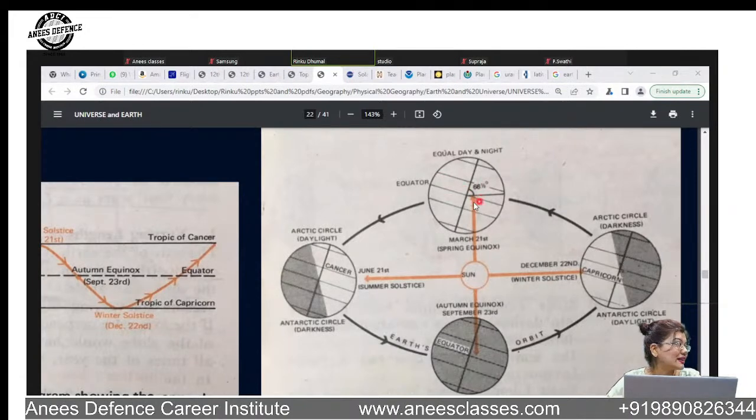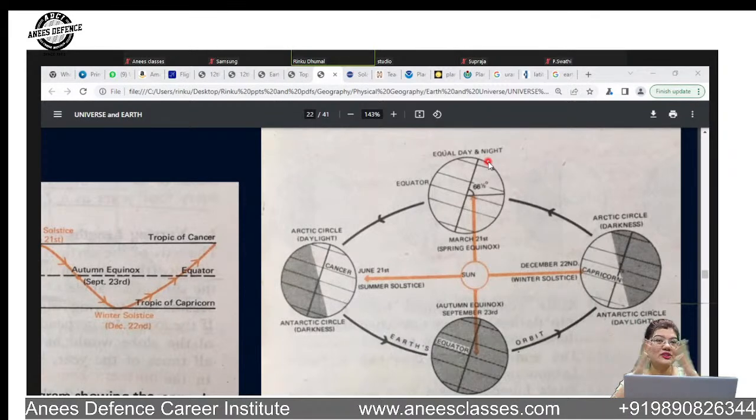Now look where the sun is. We say that on the spring equinox, the sun is exactly overhead the equator, meaning the sun's rays hit the equator at exactly 90 degrees. When the sun's rays hit the equator at 90 degrees, exactly half of the earth has 12 hours of daylight, and the other half has 12 hours of night time. So everywhere on the earth, you will have 12 hours of daylight and 12 hours of night time.